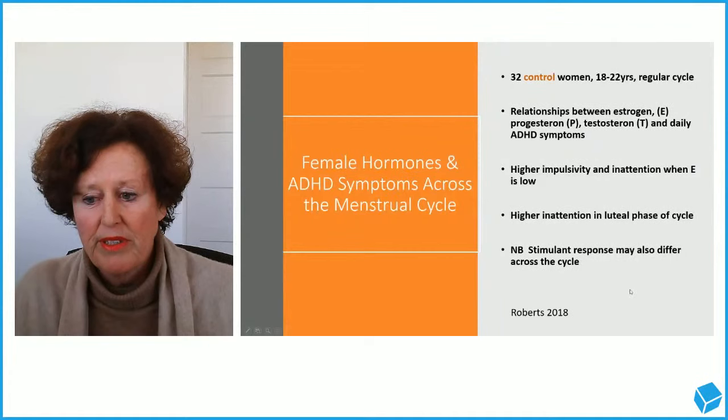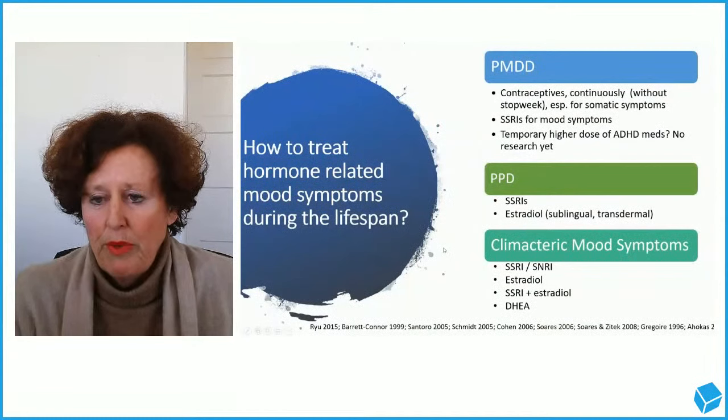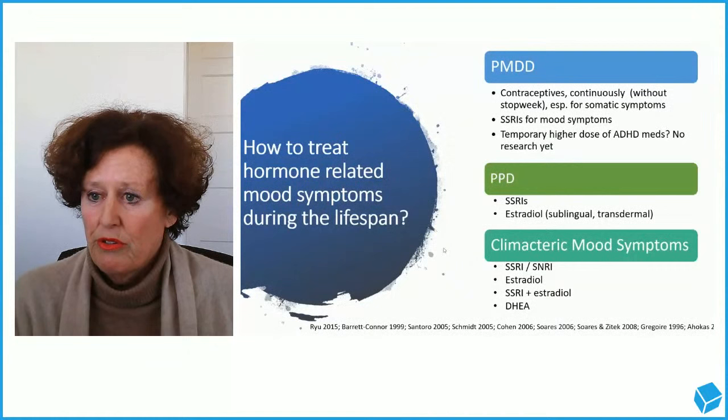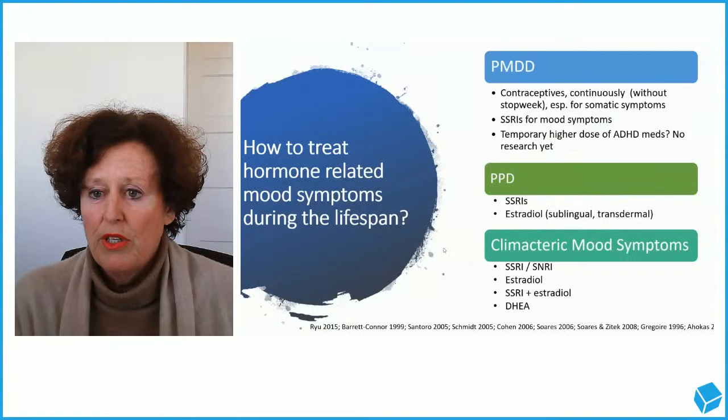Okay, what can we do about it? Well, we know from research in women without ADHD, women in general, that contraceptives, 4 weeks long, no stop week, are effective to control the mood symptoms and the somatic symptoms of PMDD. Same is true for SSRIs, especially for mood symptoms, so the antidepressants.